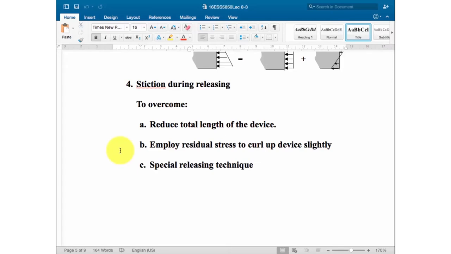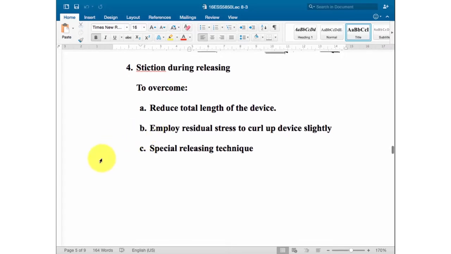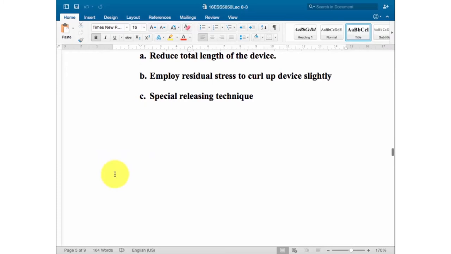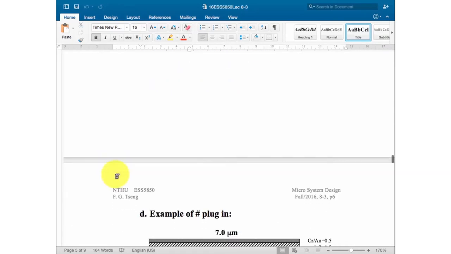And sometimes we can also try to employ some residual stress. So curving up is sometimes not as bad, actually. The curving up can help the structure move away from the surface. So sometimes the curve up can help a little bit. But you cannot have too much. And also special releasing techniques, as we mentioned before, help to overcome the stiction problem after releasing.